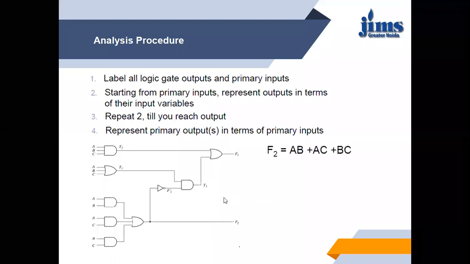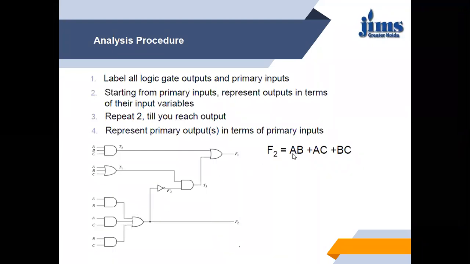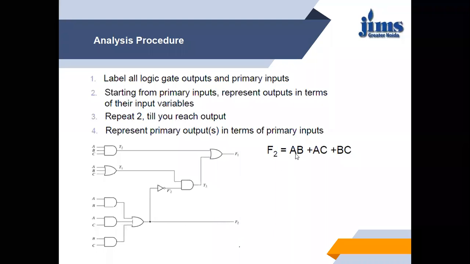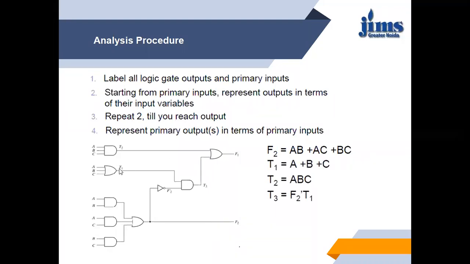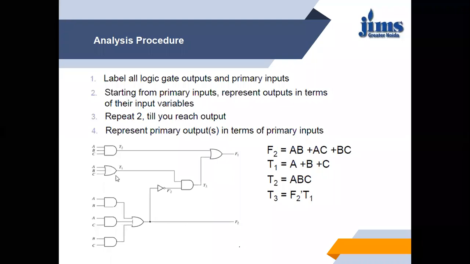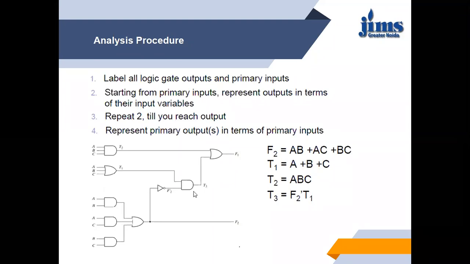So F2 we can define as A and B from this gate, then A and C from this gate, B and C from this gate, and these outputs are ORed. So we can say that F2 is AB or AC or BC. So this is your F2, which is defined in terms of the primary inputs A, B, C. Similarly, T1 is nothing but A plus B plus C, because this is the OR gate. T2 is nothing but A, B, C through the AND gate. T2 is AND of ABC. T3 is nothing but F2 dash and T1.